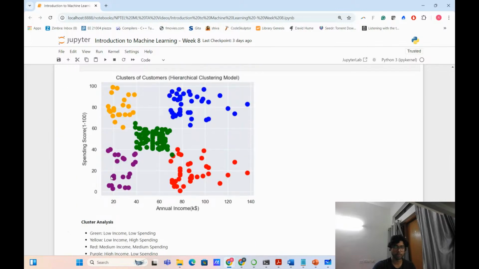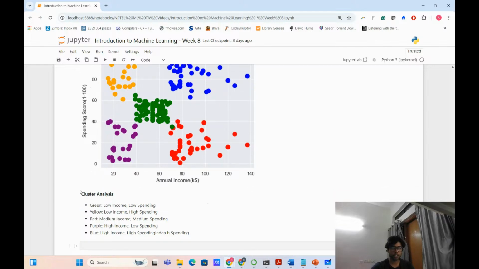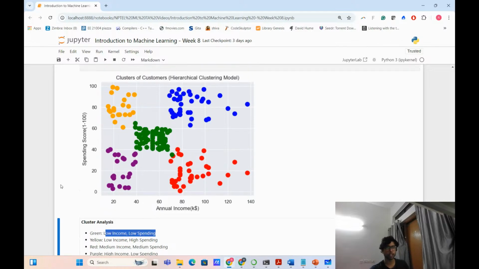Yeah, so this is just a 2D plot of the spending score versus annual income, right? So same thing we have done for k-means. You can just have a comparison between the two algorithms, right? And so this is the analysis that you can have, right? So the green cluster is basically low income, low spending. Yellow cluster is low income, high spending, as I was saying earlier, right?